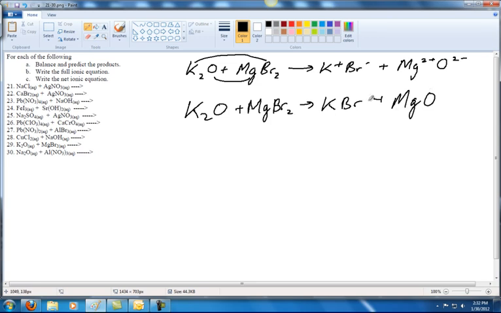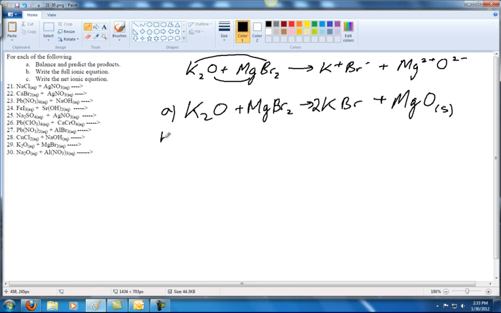Looking at the solubility chart, you'll see that MgO is a solid. Looking back over here, we would now figure out how to balance this out. This would be K2, 2 Ks, so put a 2 in front of here. That balances out the Brs. We've got 2 Brs here, 2 Brs here. We've got 1 Mg, 1 Mg, 1 O, 1 O. So everything's balanced out for that. Alright, so this is for part A.